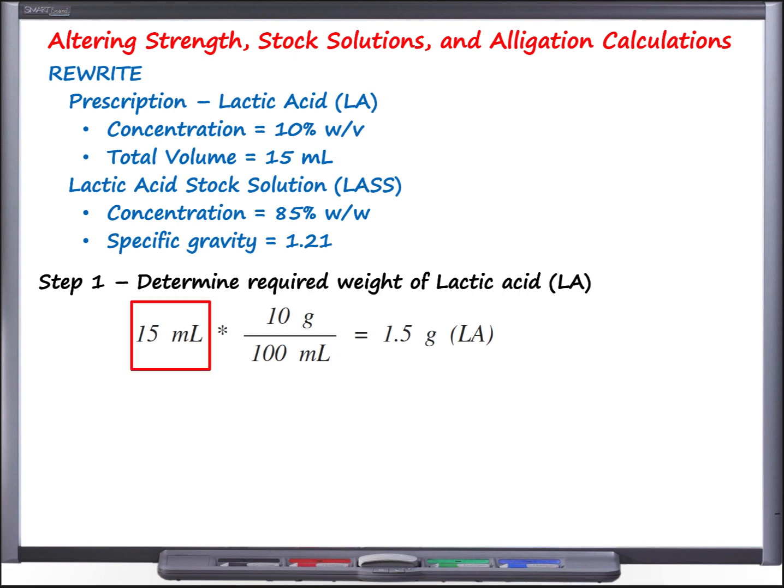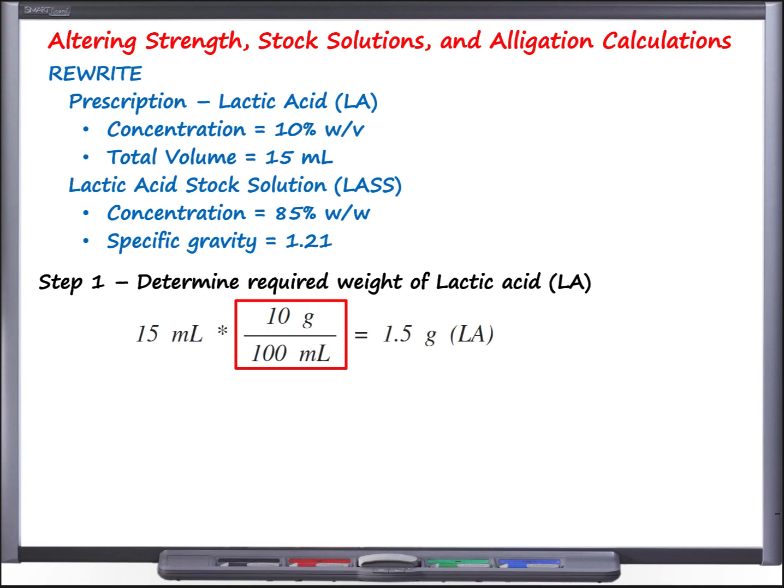Where do we start? It's always hard to know where to start. We start with the amount of the final product we're trying to compound. What we want is 15 milliliters of this wart remover gel. So let's start with a final volume of 15 milliliters. We are then going to multiply that by its concentration. The prescription asks us to compound lactic acid at a concentration of 10% weight per volume.